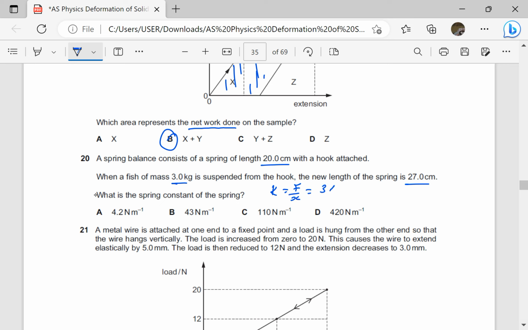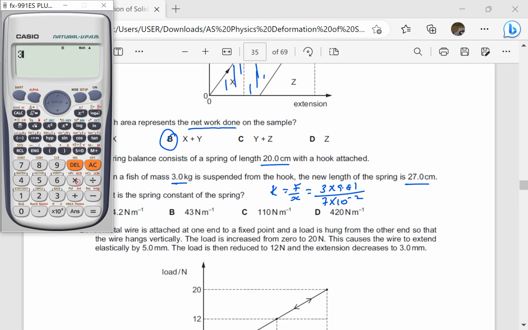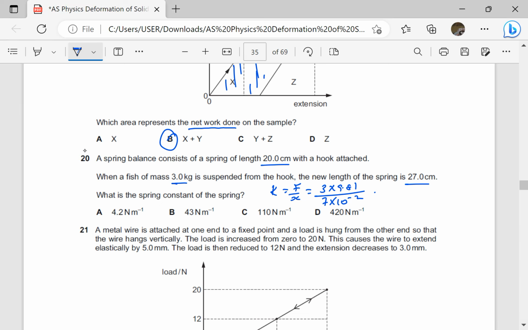The load is going to be 3 times 9.81. The extension is going to be 27 minus 20, which is going to be 7 times 10 power negative 2. So 3 times 9.81 divided by 7 times 10 to the power negative 2. That gives us 420 newtons. So this is 420 newtons per meter. So our answer is going to be D.